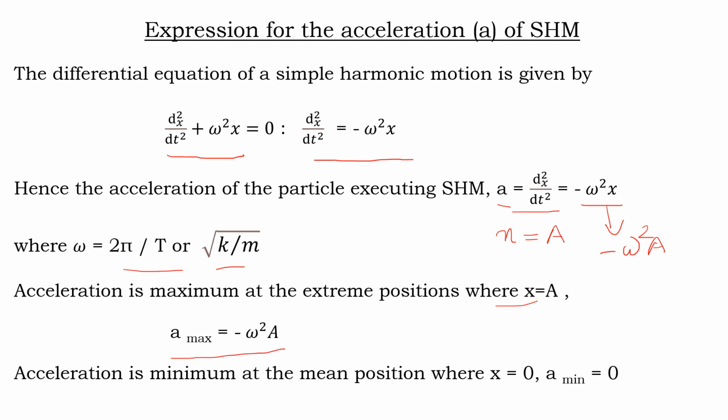At the mean position where x equal to 0, the value will be minus omega square into 0, that is, it will be 0. That is, at the mean position where x equal to 0, the acceleration is minimum, and the minimum value of the acceleration will be a min is equal to 0.